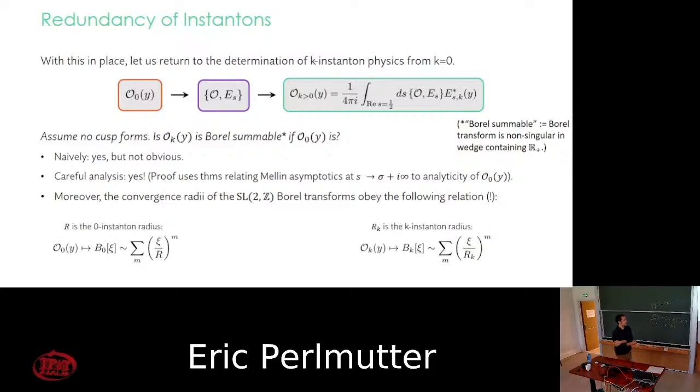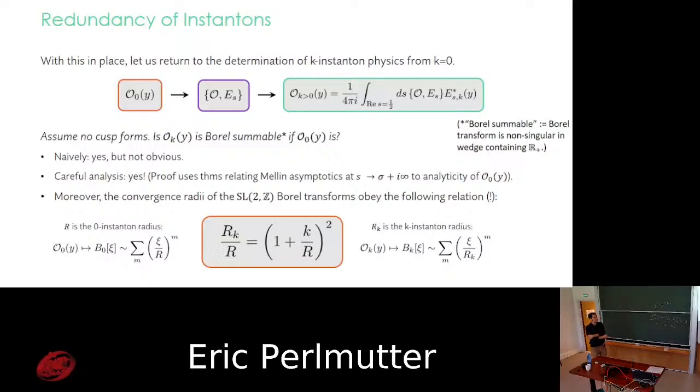So let's define the zero instanton radius of convergence to be R. So I take my zero mode, I define this transform, I look at large order in the sum. This defines the convergence radius R. And let me do the same for the K instanton mode too. So there's some R_K. And the relation between the two is simply this. So not only do we see that the K instanton sector is determined by this algorithm, but there's this very simple relation between the asymptotics of these two Borel sums as a function of K, just this quadratic equation.